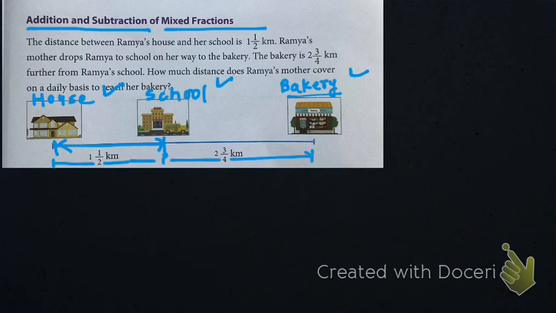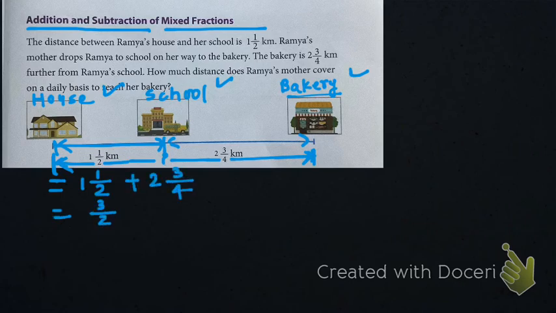So here this is the distance between school and bakery, and what we have to do is find how much distance Ramya's mother covers on a daily basis to reach her bakery. So we have to find the total distance between the house and the bakery. To find the total distance, we'll add these mixed fractions. The given fractions in this example are mixed fractions. So let's add these mixed fractions here.